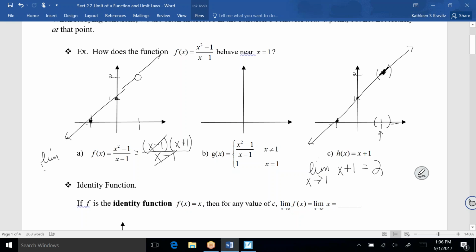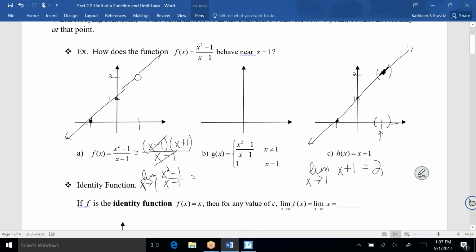All right, so now let's look and see what's happening with this limit. The limit as x approaches 1, and now we have a new function, x squared minus 1 over x minus 1. So what we want to do is look at the graph of this function and see what's happening again when x is getting close to 1.